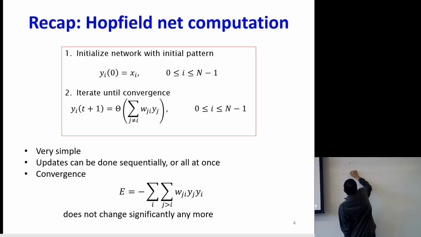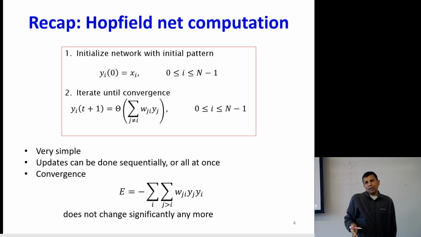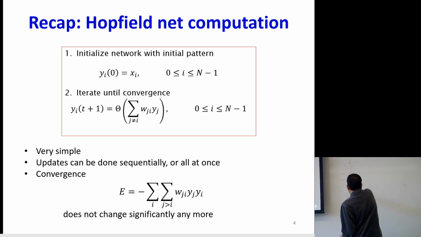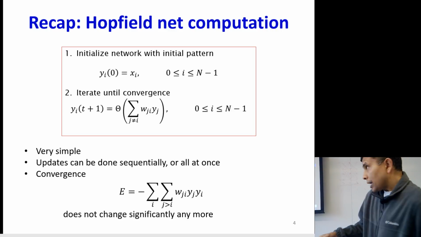So the state of the network is simply the set of y values. So this is y0. I'm going to call this y1. I've just used some arbitrary notation which tells you the state of the network, meaning all of the bits in the network at each time t. And the state of the network keeps evolving through time. Now that's just an unrolling of the same thing.